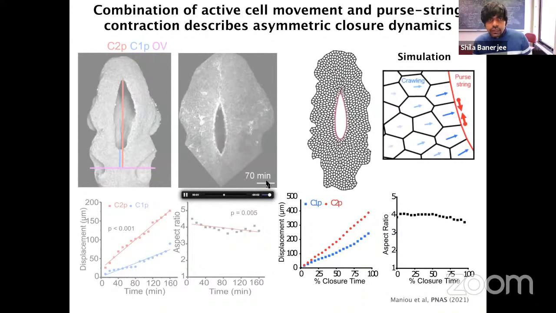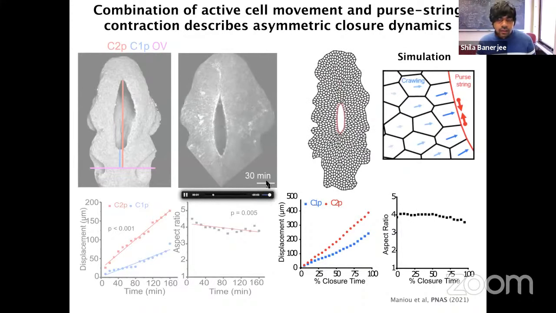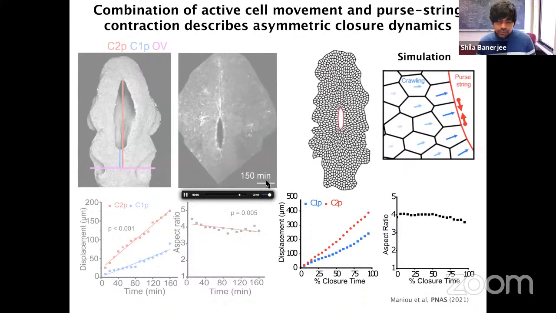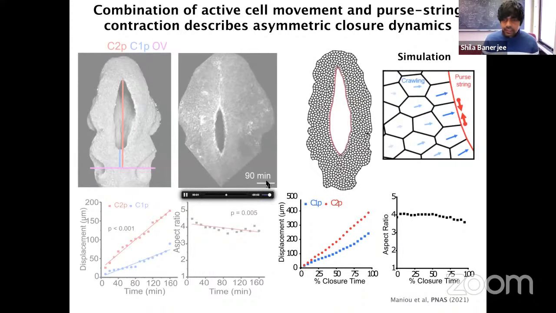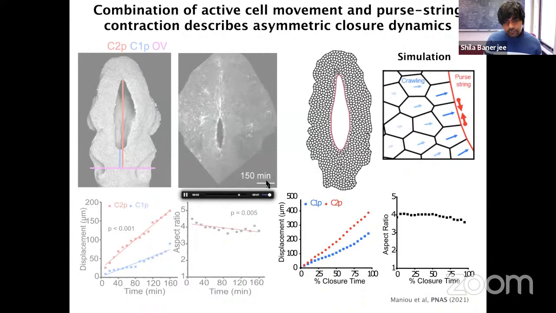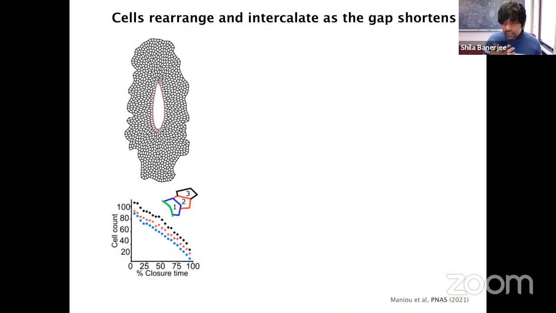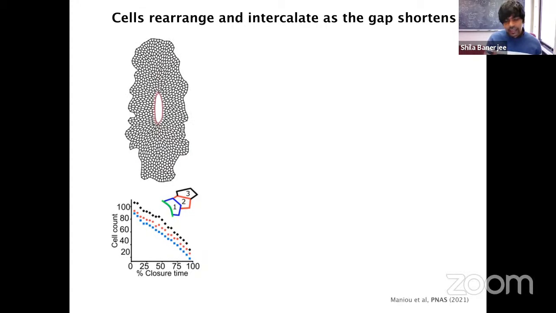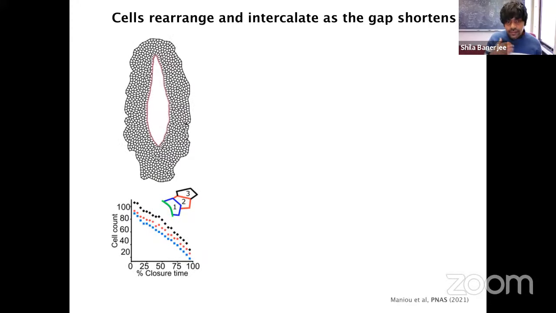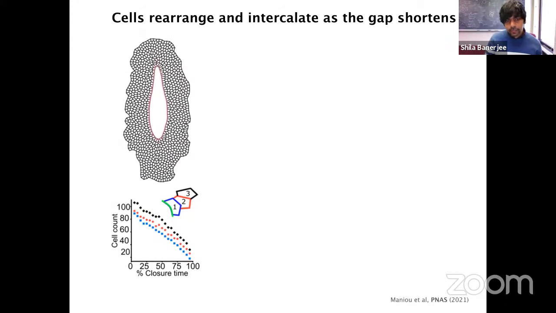And if we include this active cell movement along with purse string contraction, we can recapitulate some of the experimental data: the asymmetry of the gap is maintained and the aspect ratio is maintained, right? But underlying all this, what seemed important for the gap to close was, again, intercalations, right? So if we count the number of cells surrounding the gap in row 1, row 2, as well as in row 3, we see that there is a steady decrease in the number of cells around the gap. So cells rearrange and intercalate as the gap shortens, right?